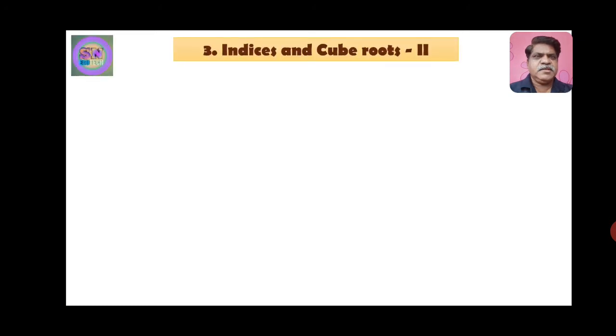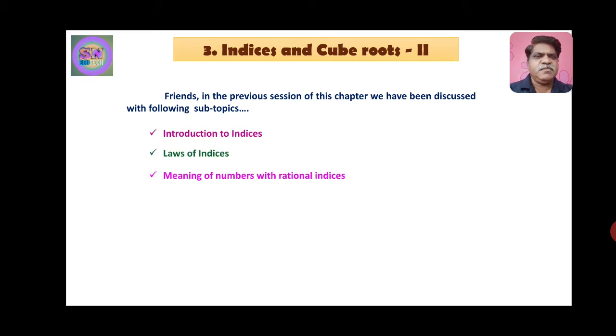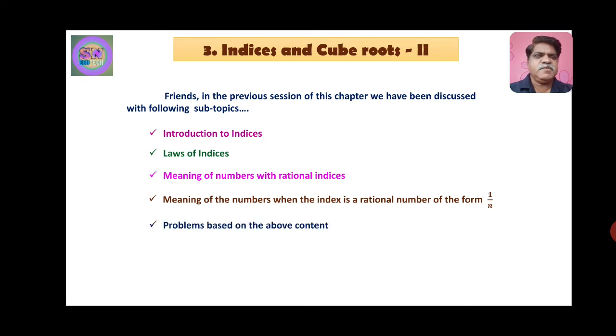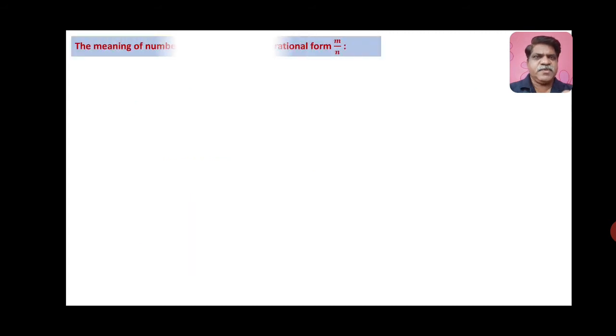So friends, in the previous session of this topic, indices and cube roots part 1, we discussed the following important subtopics: introduction to the indices, laws of indices, meaning of the numbers with rational indices, meaning of the numbers when the index is a rational number of the form 1 upon n, and problems based on the above content. Today, in this session, we are going to discuss the meaning of numbers having the index in the rational form m by n. So friends, let us start.